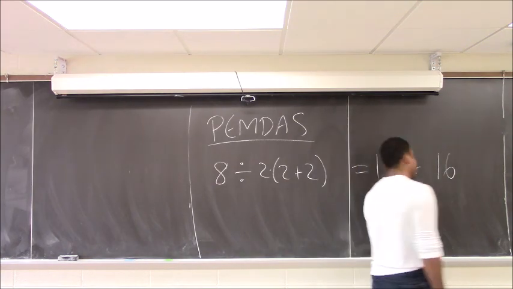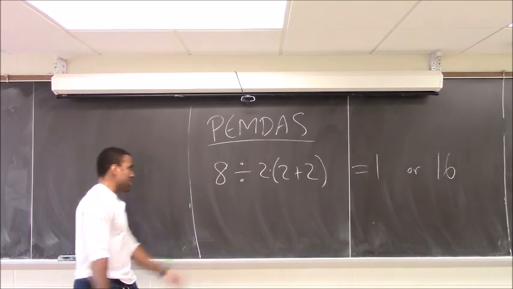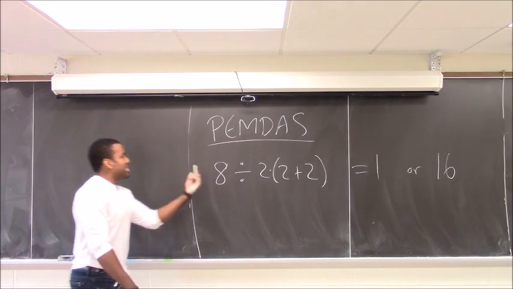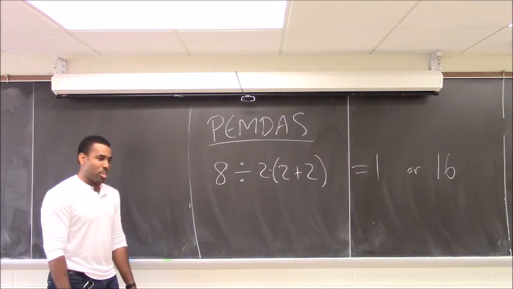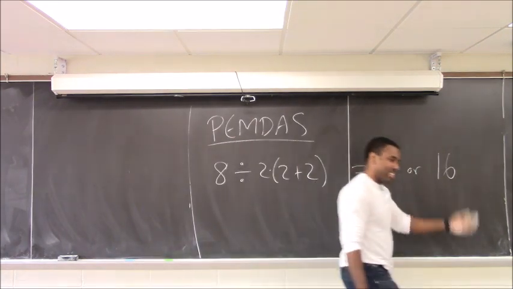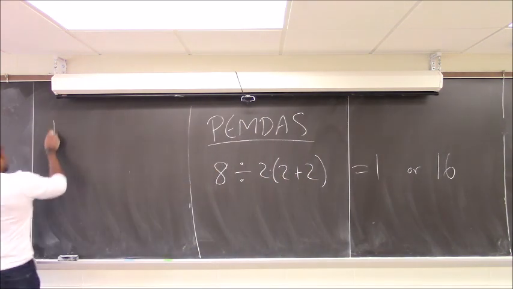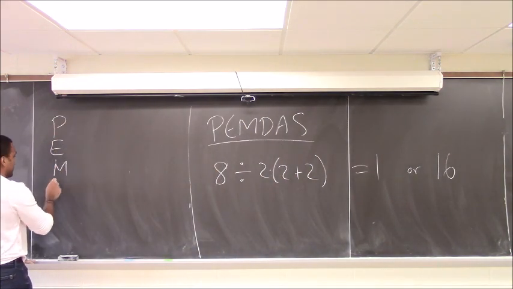And then other people say, well, yes, you start out by adding these two, so that gives you a 4. But you know what I would do? I would take the 8 divided by 2 first and get a 4, and then multiply by that 4, and I get 16. And people are arguing. Let's put this to rest once and for all. PEMDAS.